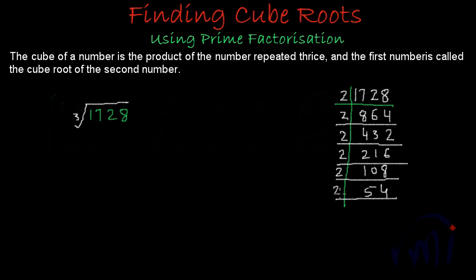Then this will again be divisible by 2. 2 2s are 4, 2 7s are 14. And now we have 27, which is an odd number, so it will not be divisible by 2. And now we have to check if it is divisible by 3.